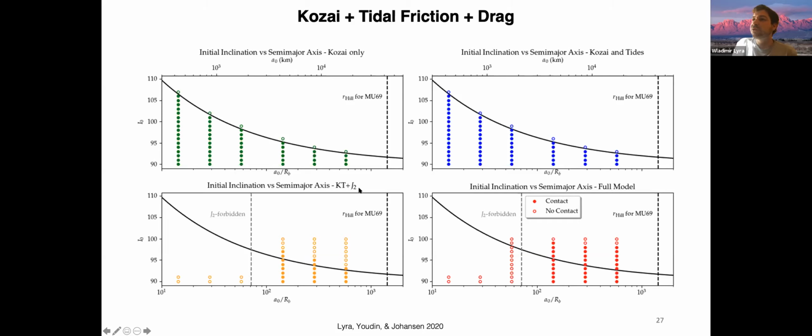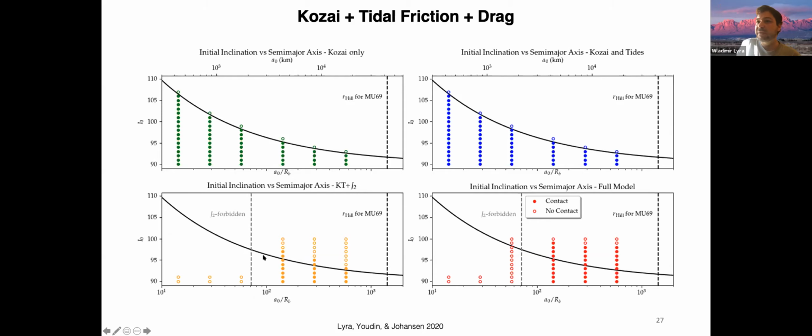The situation starts to change once you include the permanent quadrupole, the J2. J2 for these bodies, as they are oblate, is very, very high, of the order of 0.1. Contrast that to the J2 of Jupiter, which is of the order of 10 to the minus 6. So what you see here is that two things happen. First, you start having a J2 forbidden zone. In this region here, you don't have contact anymore.